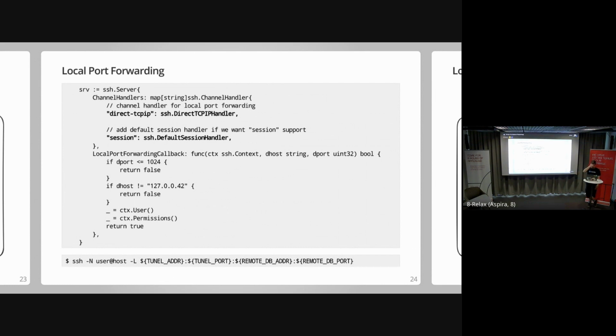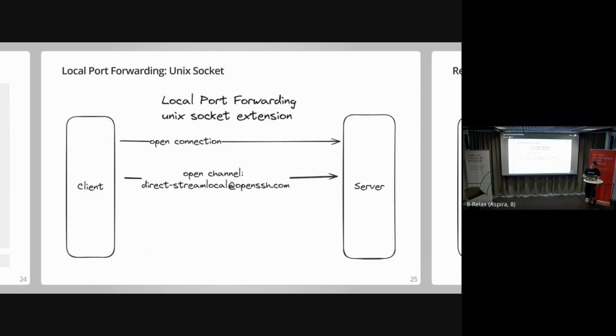The last thing to mention is that we need to register the session channel handler explicitly if we want it, because we don't get the default one. In the command below, you can read the remote DB address and port. It's called local port forwarding because it's from the server's perspective, but this command is from the client's perspective. So it's remote.